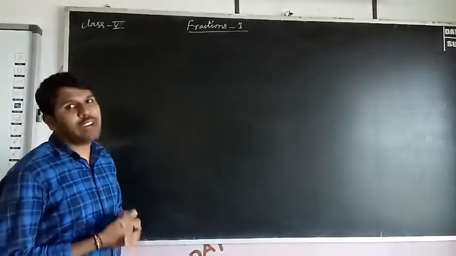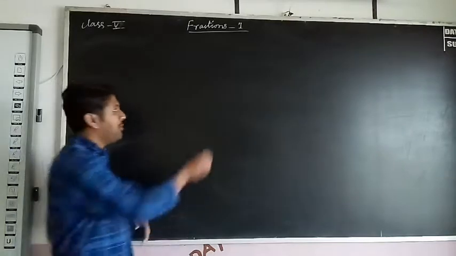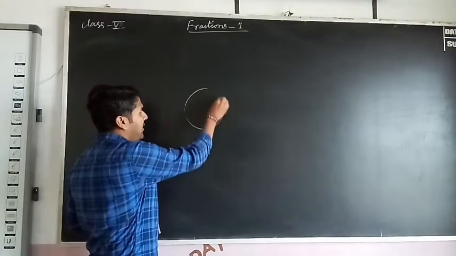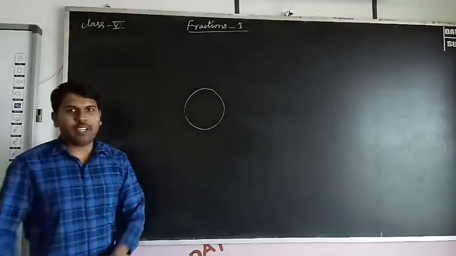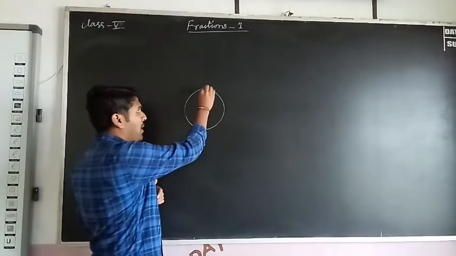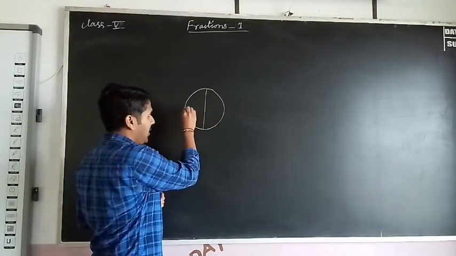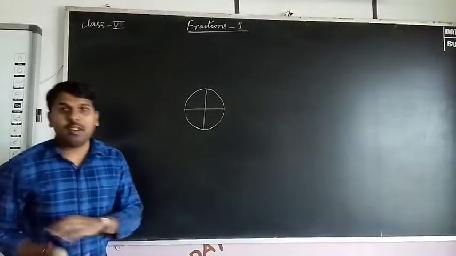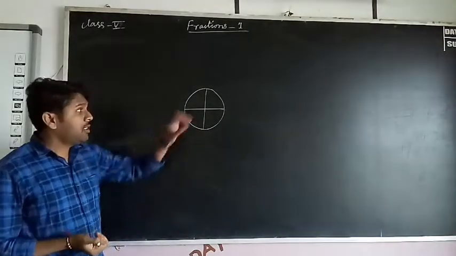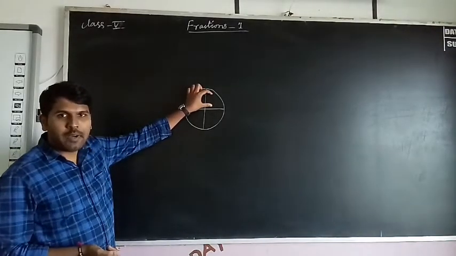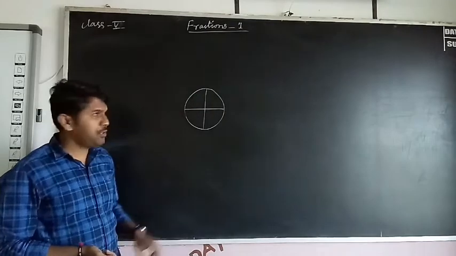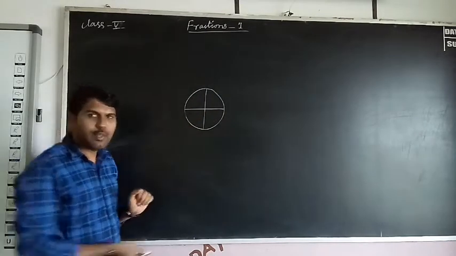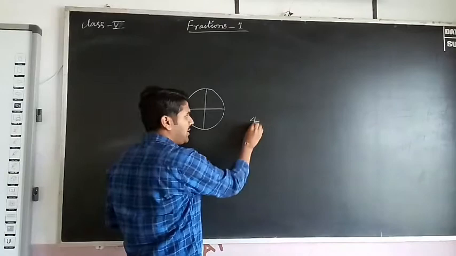So you already know fractions. So what is meant by fraction? First, let us consider this one circle. Just make 4 parts. So total 4 parts. If you take this one part, how to write it? Total how many parts are there? 4 parts, isn't it?